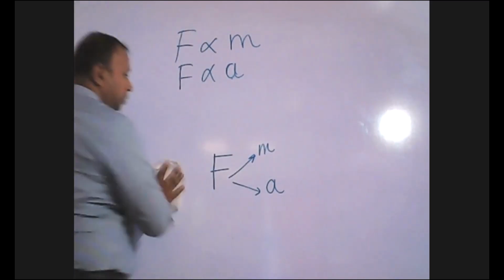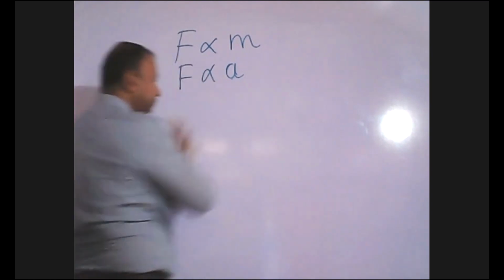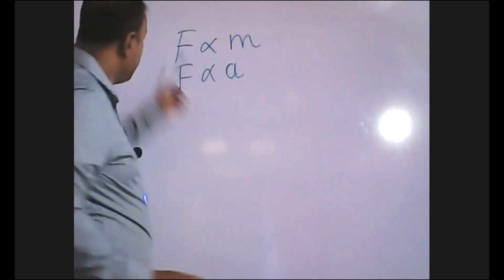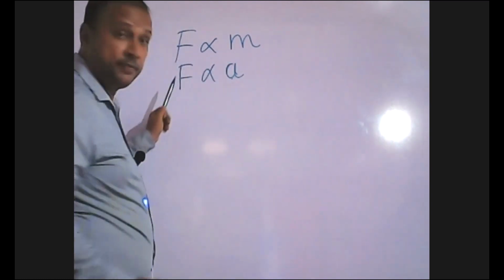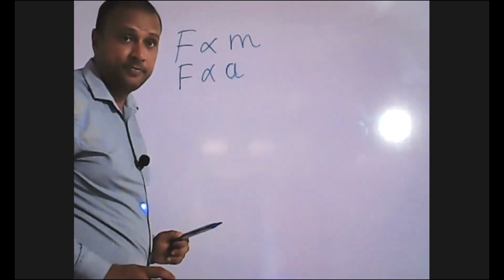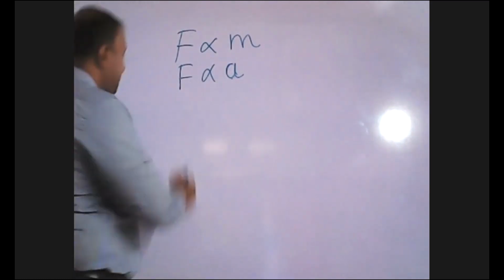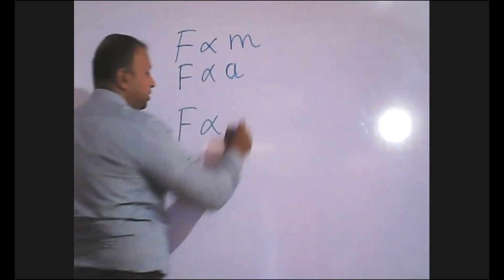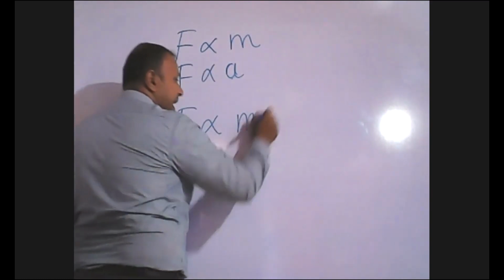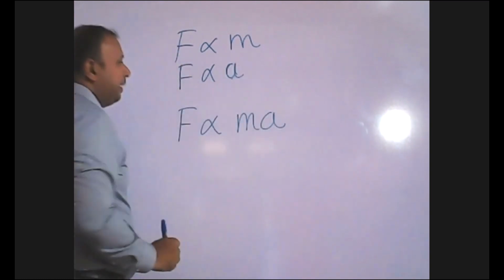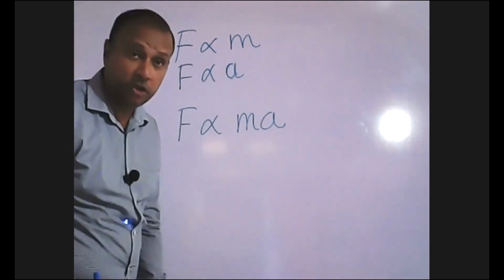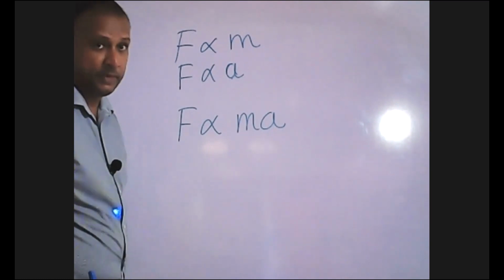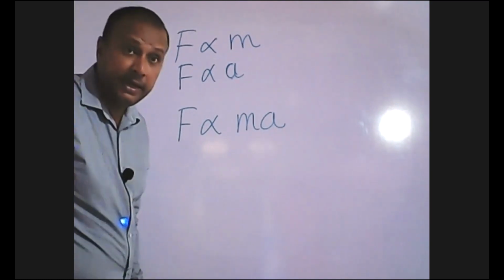So look at this one. F directly proportional to M. F directly proportional to A. That means F should be directly proportional to MA. F directly proportional to MA. Let's see how that happens.